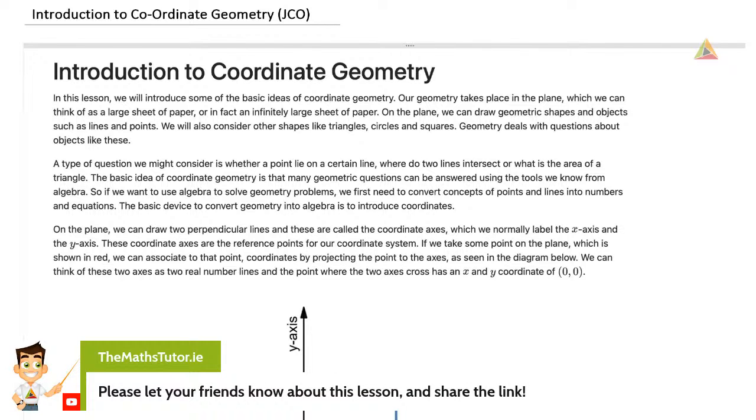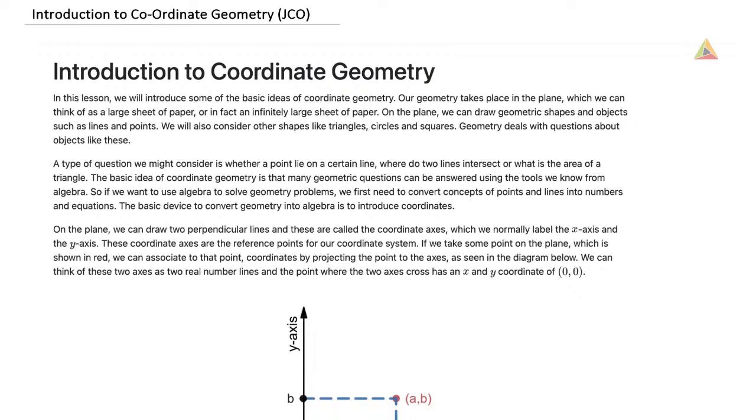Today we're going to go through an introduction to coordinate geometry. So we're going to be going through different theory components and using the x and y coordinate diagram, and that will be followed by some exam questions and their solutions. Okay, so in this lesson we will introduce some of the basic ideas of coordinate geometry.